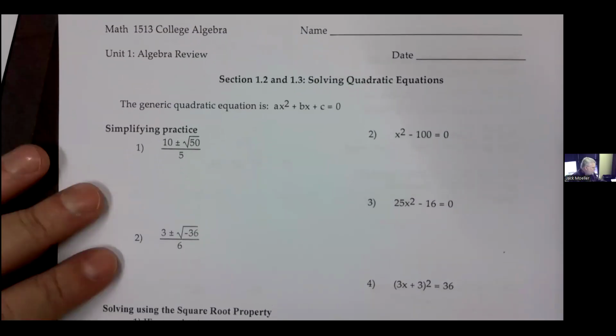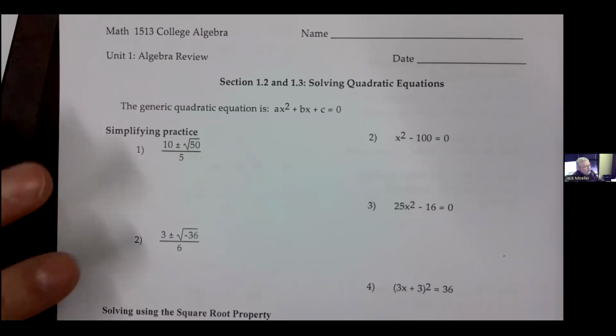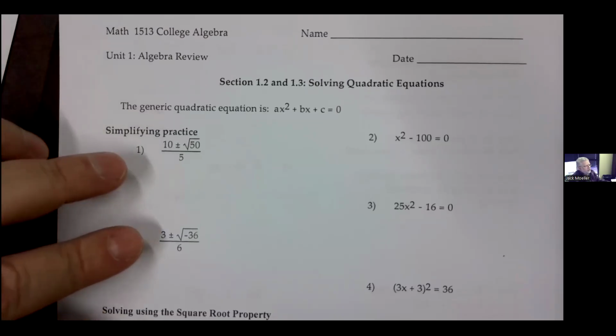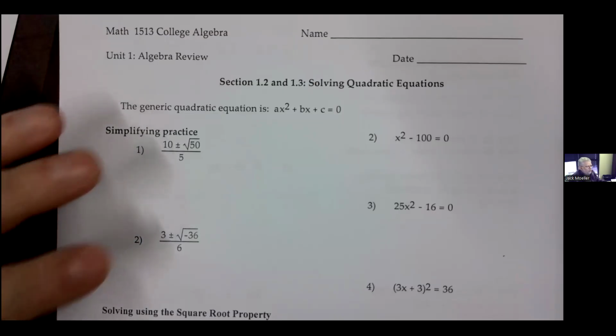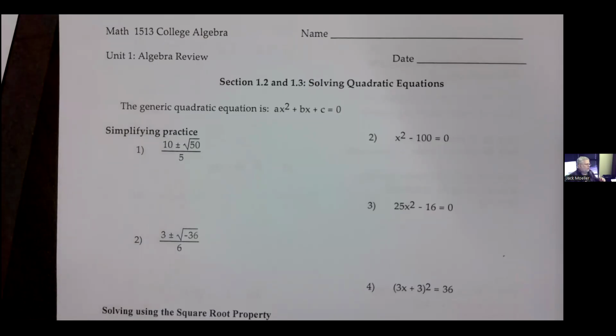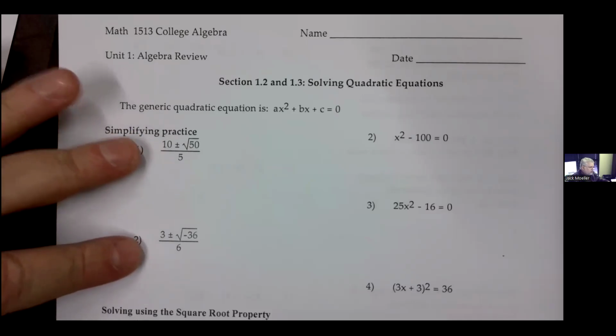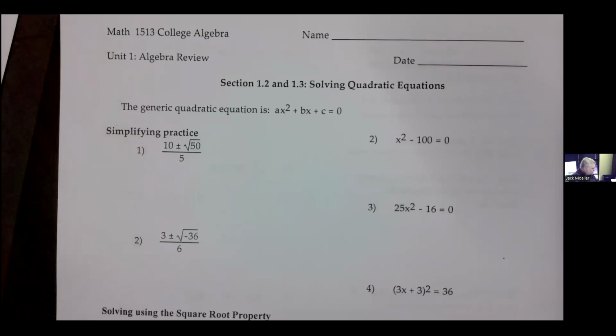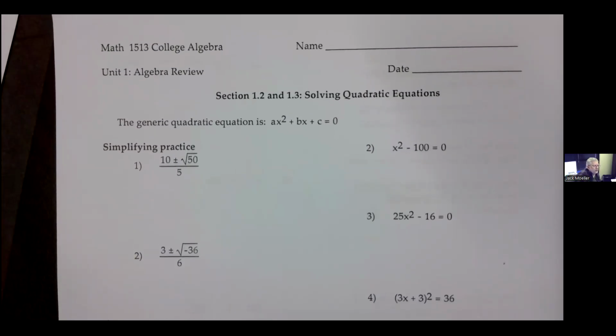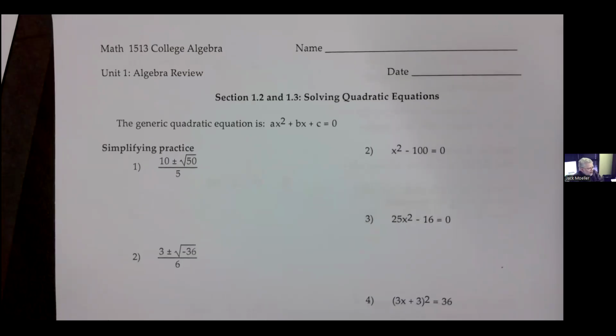If you look at number 1 and 2 here, let's say that you were solving a quadratic equation with the quadratic formula. This is a very typical looking answer. A lot of the problems that we're going to have with the quadratic formula are not really algebra level stuff. It's actually arithmetic level stuff on how you simplify something like this correctly. So let's start with number 1, because we have 10 plus or minus the square root of 50 over 5. Now the question is, how do you simplify that?